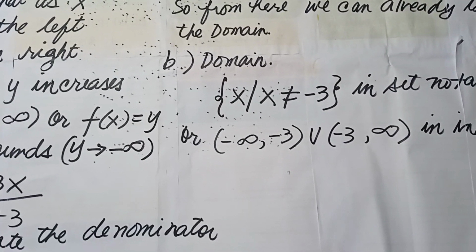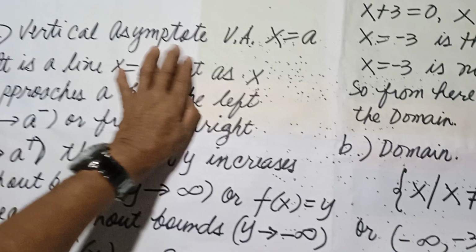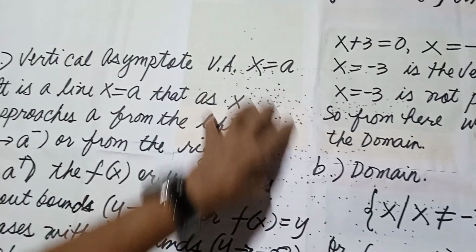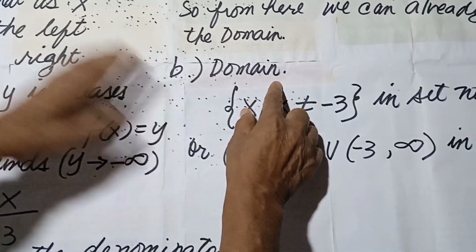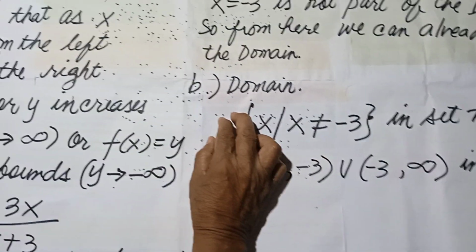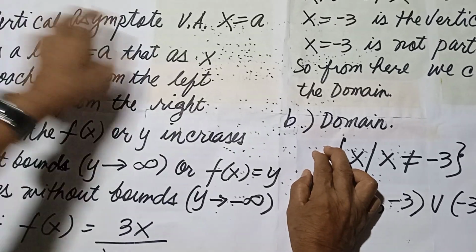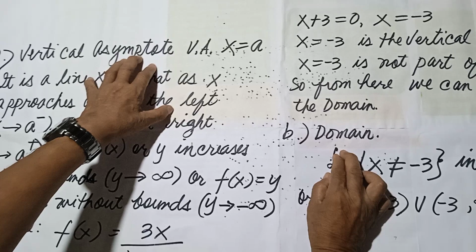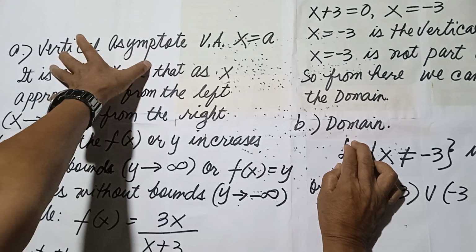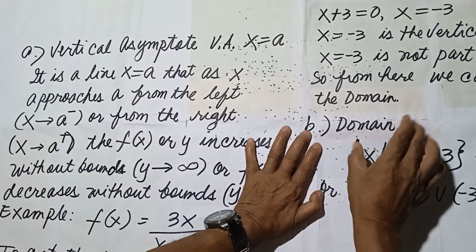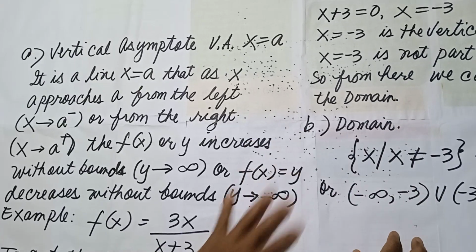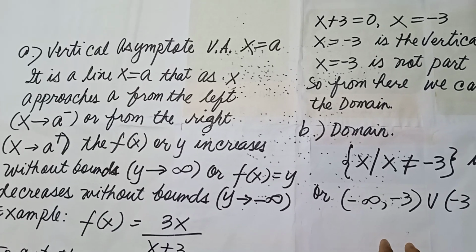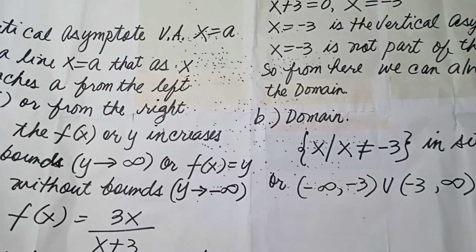In getting the vertical asymptote, VA, x equals a, and getting the domain, they should follow each other because they are closely related. Once you get the vertical asymptote, you can already get the domain. So that is for vertical asymptote and the domain.